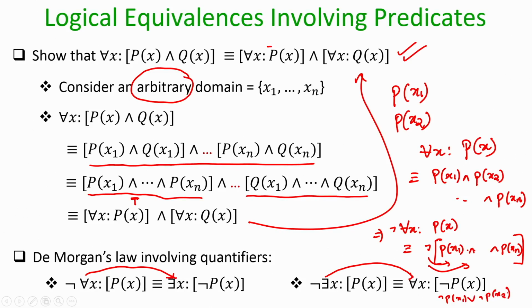And since we want to assert that negation of P of x1 is true, or negation of P of x2 is true, and so on, that is equivalent to saying that the negation of the P property is true for at least one value of x in my domain. Same thing you can do for the second dual form of De Morgan's law. So, that brings me to the end of this lecture.